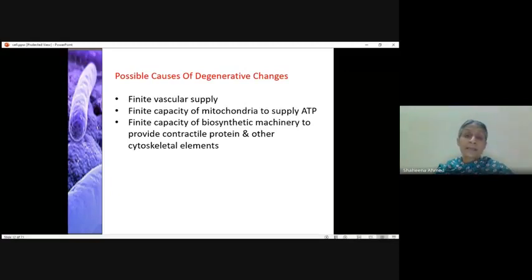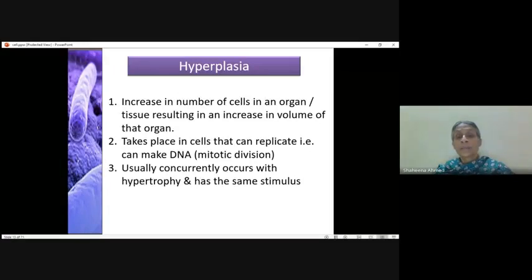The third thing is that the increase in size is due to the increase in the cellular component and the raw material which is making that cellular component. Again, the supply of that raw material is finite, it is not indefinite. So when these things start saturating, when they start finishing, the process of hypertrophy starts decreasing, it starts to stop. Now let's look at hyperplasia.